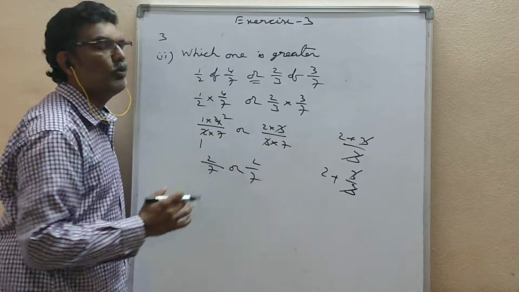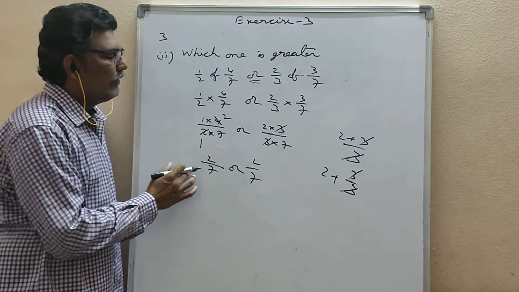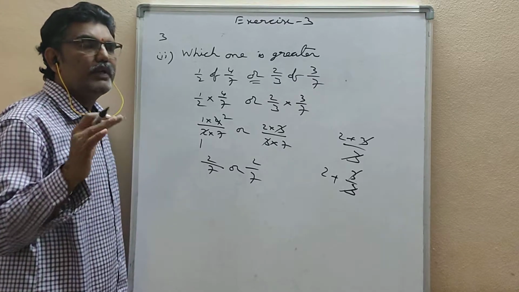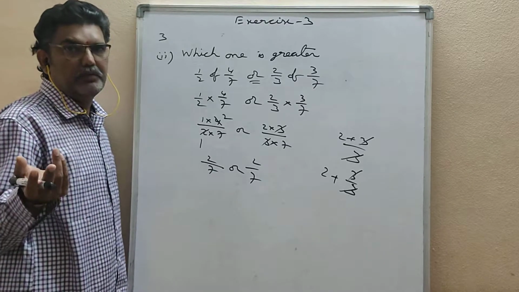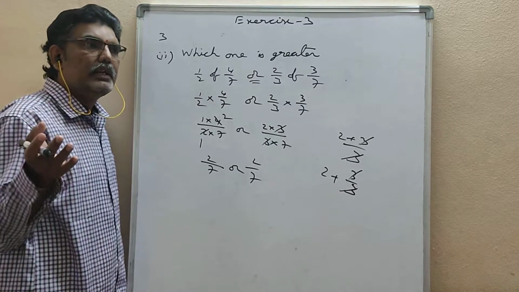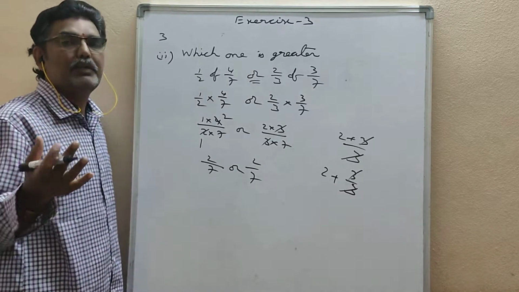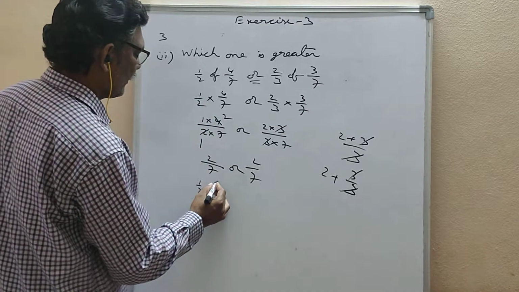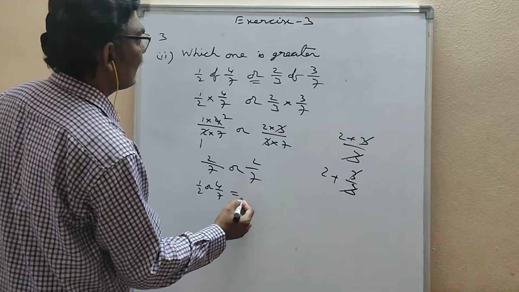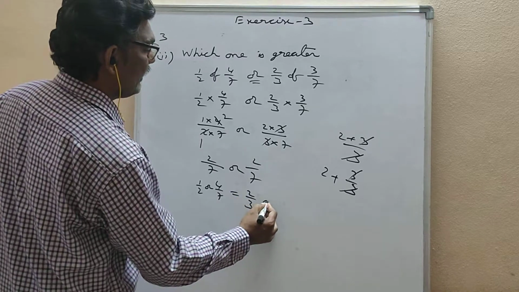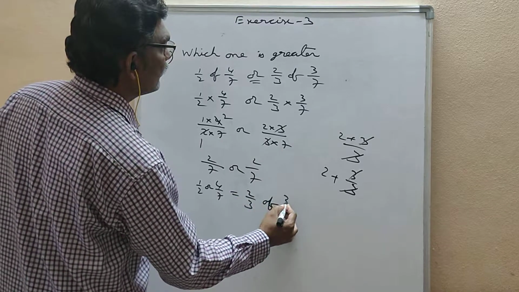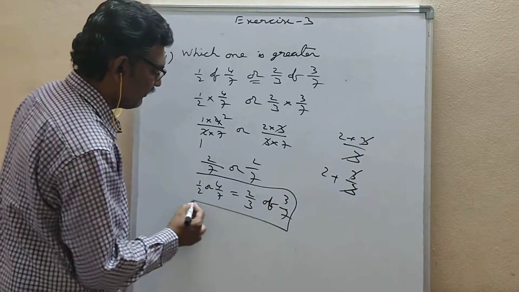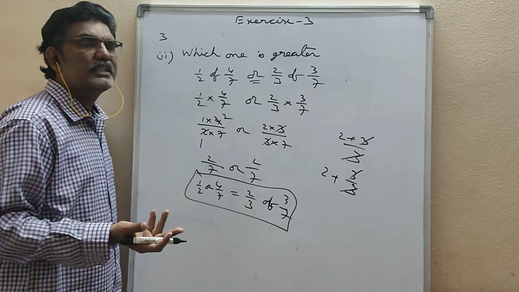Here also you got 2/7. So which one is greater? So I'll ask a question: which one is greater, 5 or 5? In that no one is greater, they are equal. So what you have to write is 1/2 of 4/7 is equal to 2/3 of 3/7. These two are equal, you write. This is the answer. So here both are same.